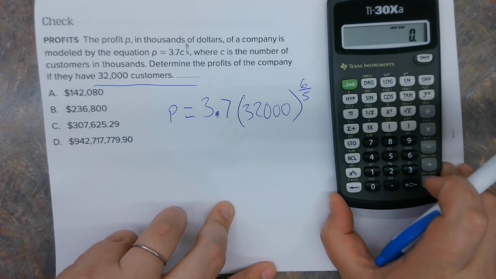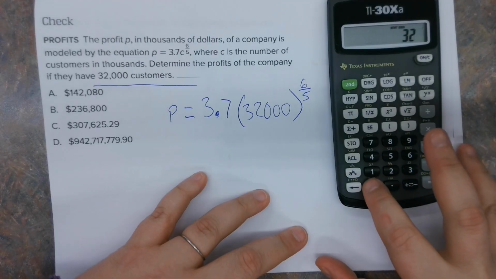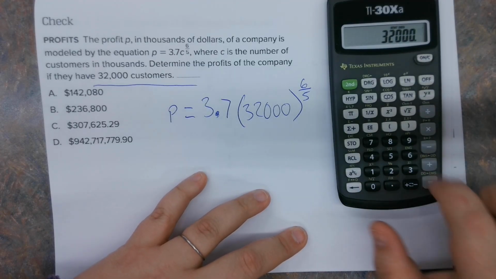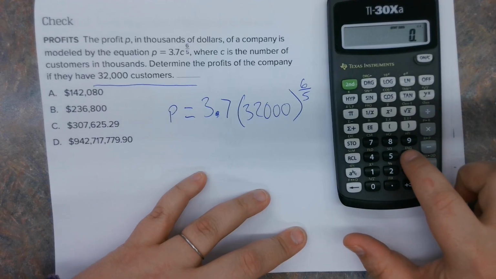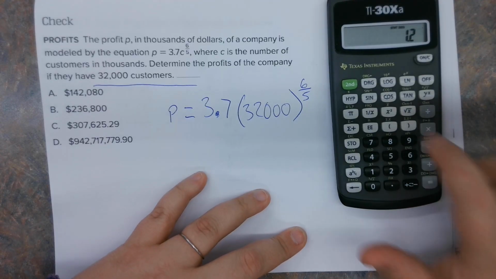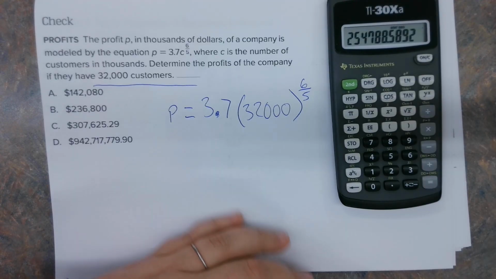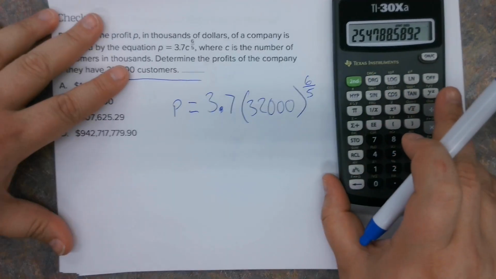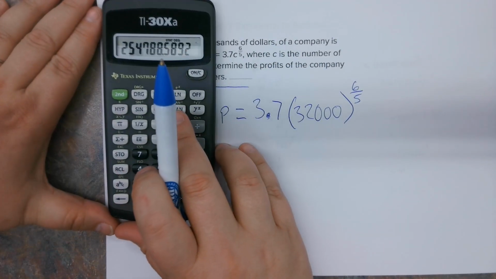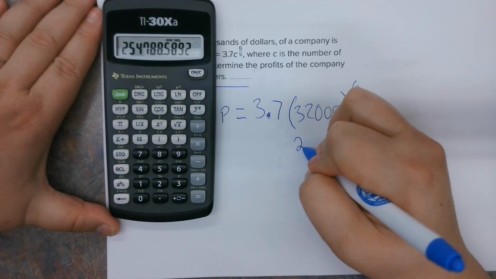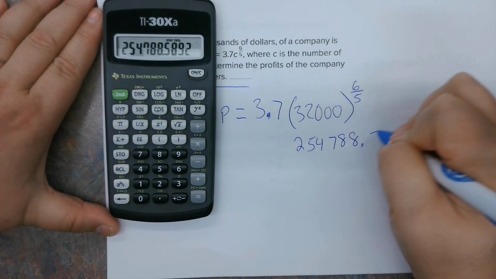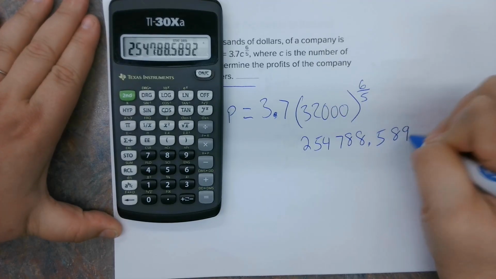Trying to make it where you can see it. There we go. 32000 exponent parenthesis 6 divided by 5 end parenthesis enter. So that's a big number right there. I'm going to write it down so I don't forget it, but yeah, here we go. 25478.5892.